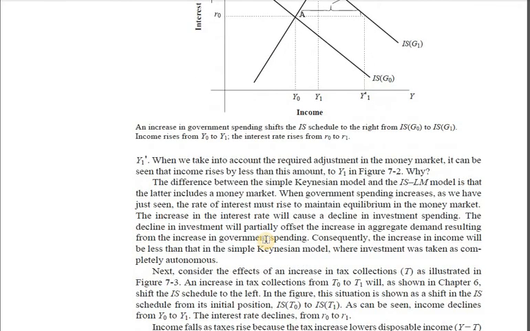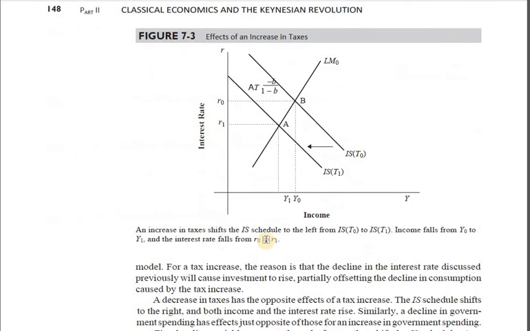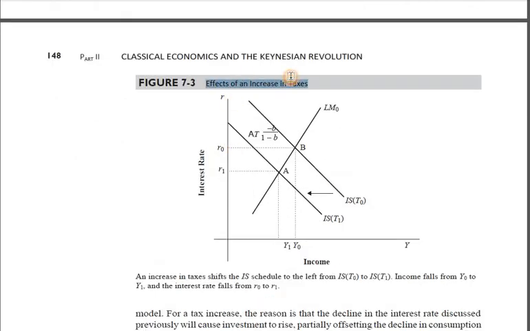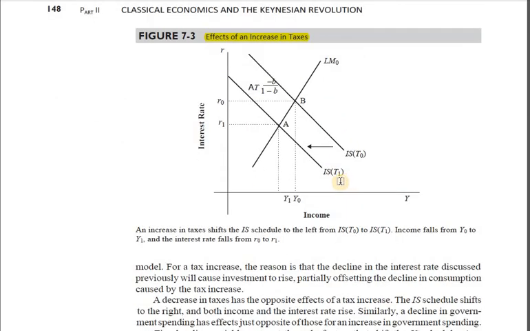That's it. Let's get on to the next thing now, that is effects of an increase in taxes. So if there is an increase in tax by the government, number one, IS curve would shift leftward. This we have already studied. Now let's understand how it's going to impact the equilibrium level of income and rate of interest in the economy. Number one, at the given rate of interest, income would have fallen from Y0 till somewhere over here.